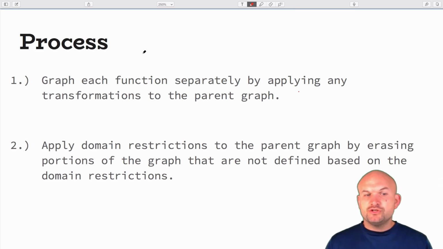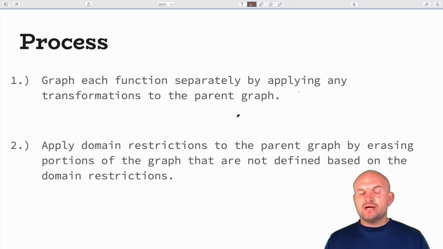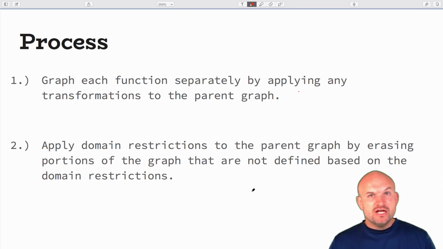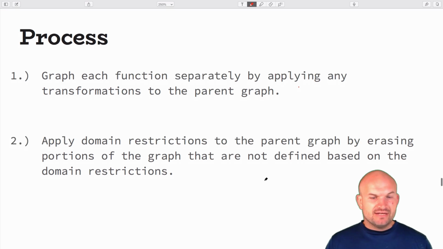Basically, we're just looking into graphing each function separately by applying the transformations to the parent graph, kind of like what we already did, and then applying the domain restrictions to the graph by replacing the portions of the graph that are not defined by these domain restrictions. So it's really kind of the exact same process that we just already did. Really, the only difference is the notation is going to be kind of different.